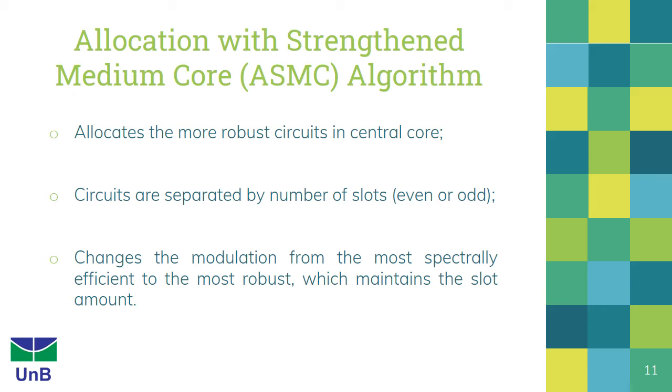Also, the other circuits are classified and divided in the peripheral cores, so we can have some cores with only even circuits and other cores with only odd circuits. By even and odd, we refer to the number of slots demanded by the circuit. And lastly, our algorithm attempts to change the modulation applied to the circuit, and tries to apply a more robust modulation without changing the number of slots.